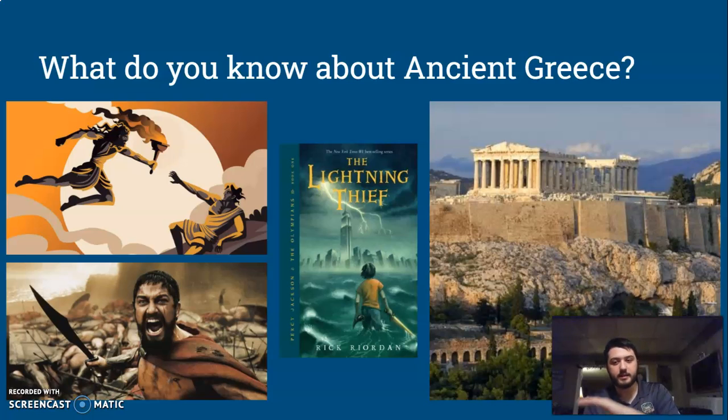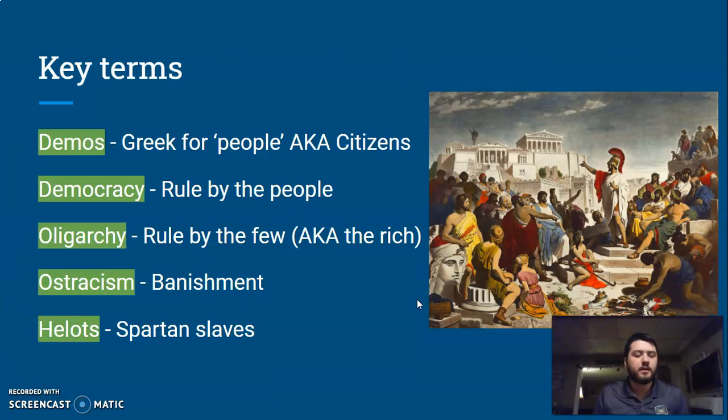There's a lot of things that come from it that are still relevant to our society today. From our architecture, a lot of buildings are modeled after ancient Greek buildings, and things like government are very important, like democracy. So let's get into that.